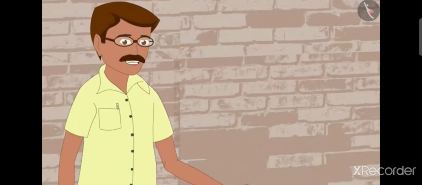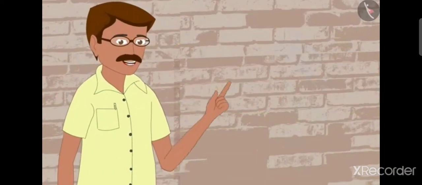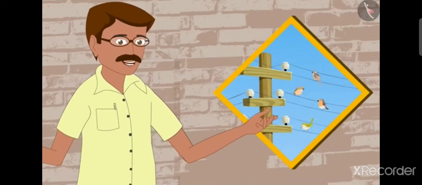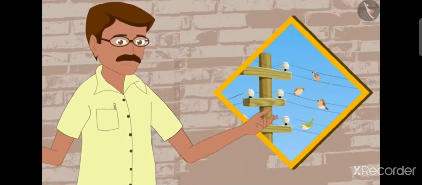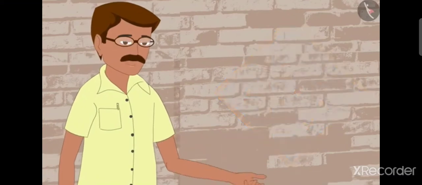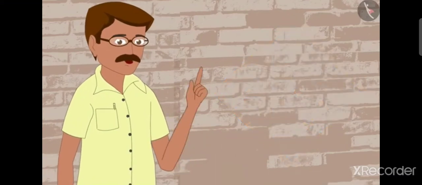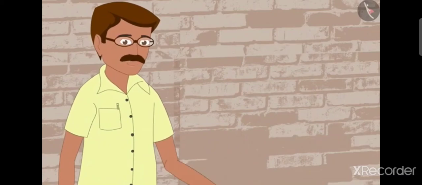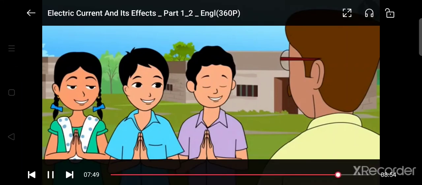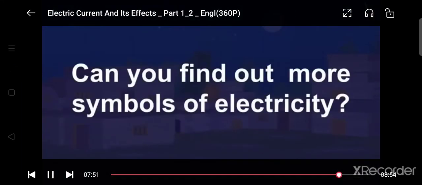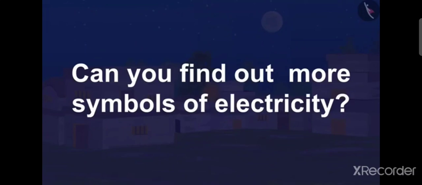Excellent, children. You have learnt everything very quickly. I wish the birds sitting on that electric wire understand. A lot of them sit on the live wires, get electrocuted and die. Do you all know that sometimes these birds are responsible for power cuts? Thank you, Uncle, for explaining this to us. We shall take your leave. Can you find out more symbols of electricity? Come, let us all find out.